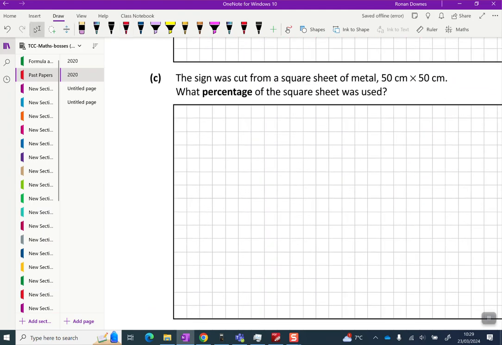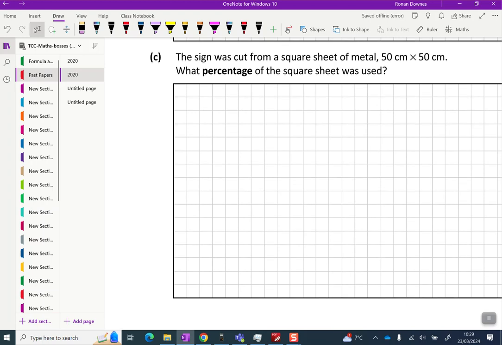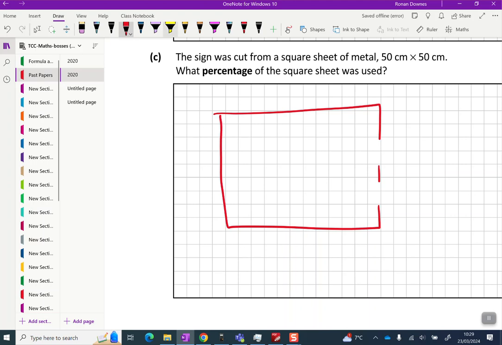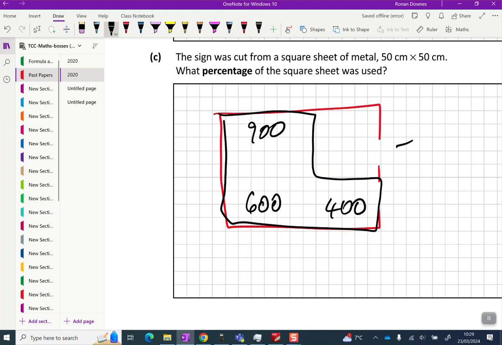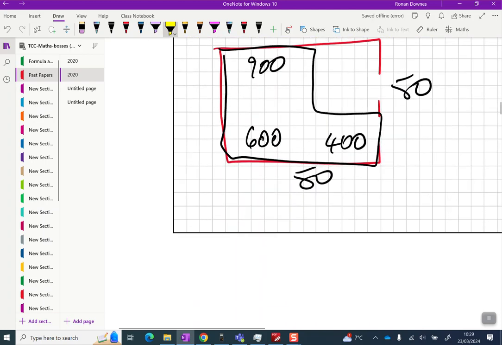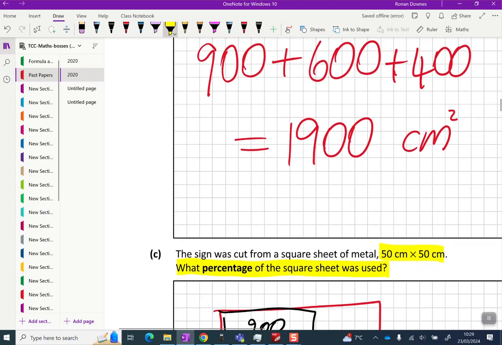The sign was cut from a square sheet 50 by 50. Okay, so the way it is really is that our sheet looks like this. And these are 50 by 50. And the question is, what percentage of the square sheet was used? Okay. So we know what was used was 1900.